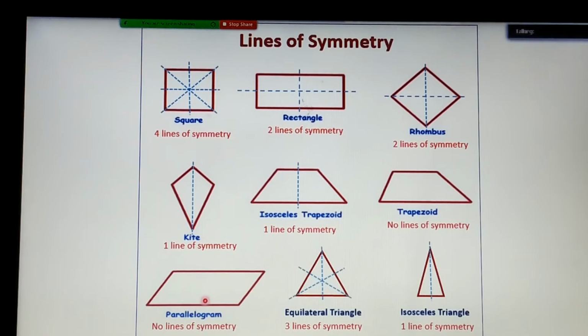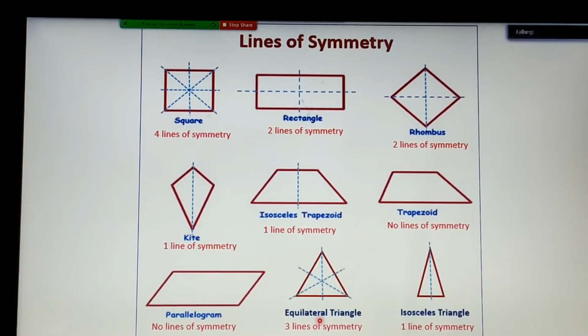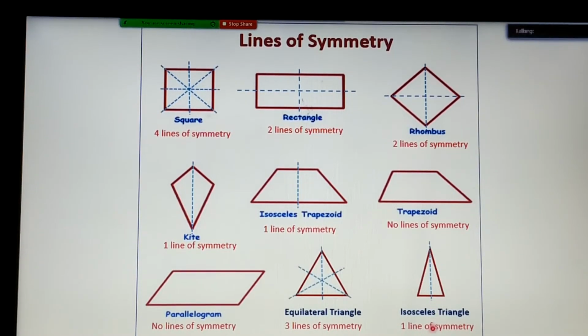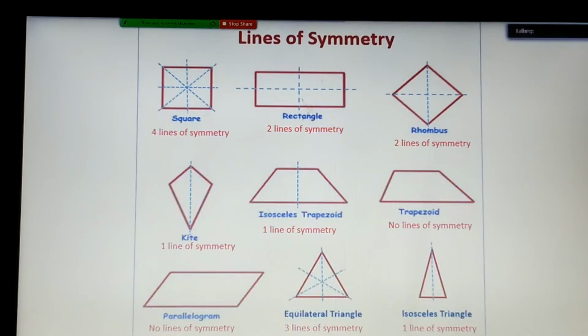Parallelogram, very important part. Parallelogram, no lines of symmetry. At least one, no. Equilateral triangle, here there are 3 lines of symmetry. Isosceles triangle, only one symmetric axis. Okay.